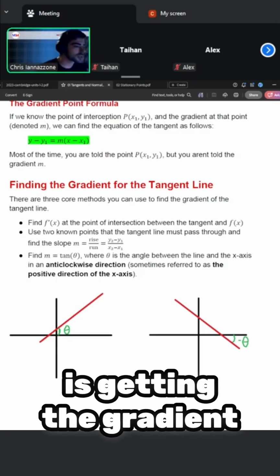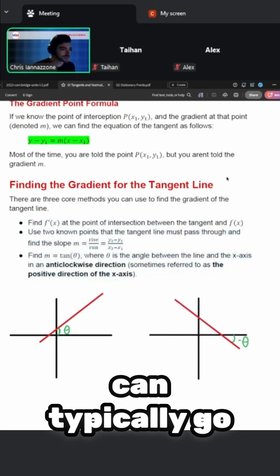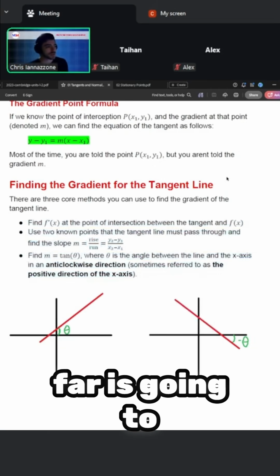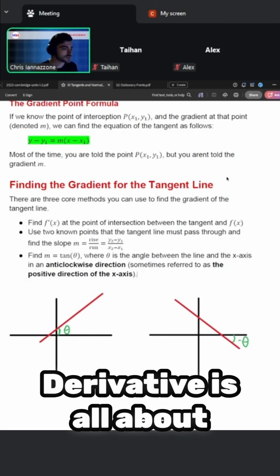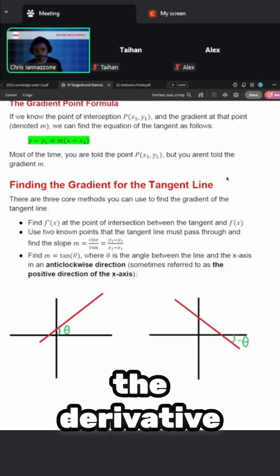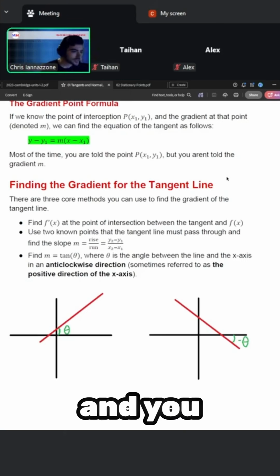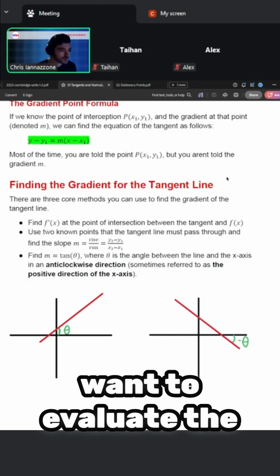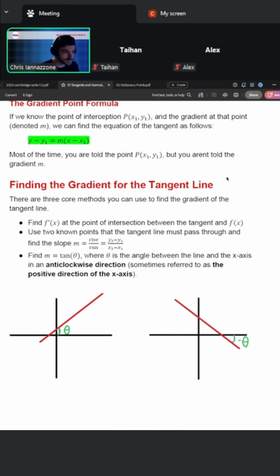What's usually the issue is getting the gradient of the tangent line, and there are three main ways that you can typically go about it. The main way by far is going to be finding the derivative. Derivative is all about finding gradients, so if you find the derivative of your original function and you put in the x coordinate at which you want to evaluate the gradient, you will get the gradient.